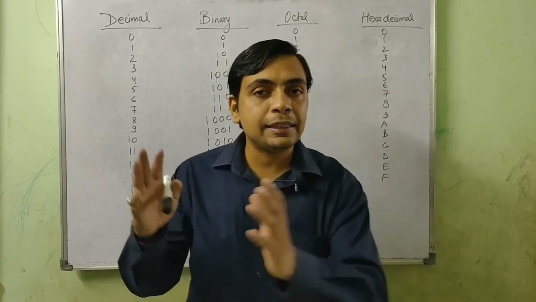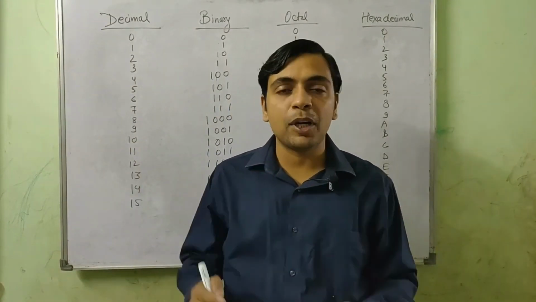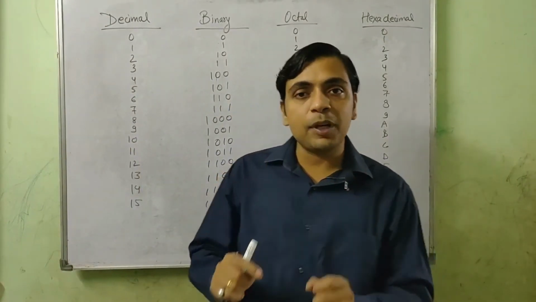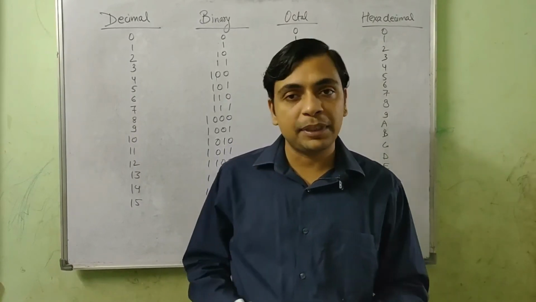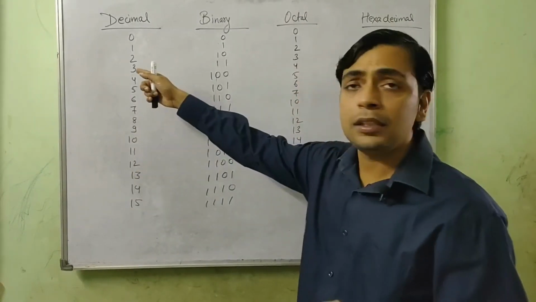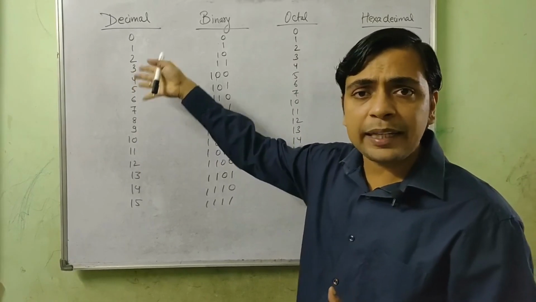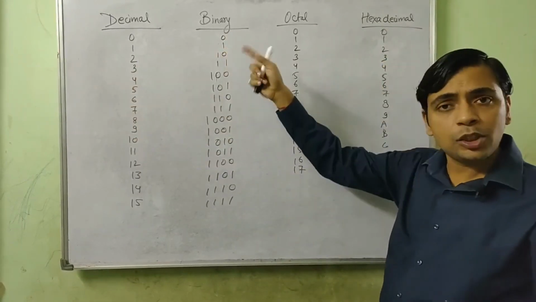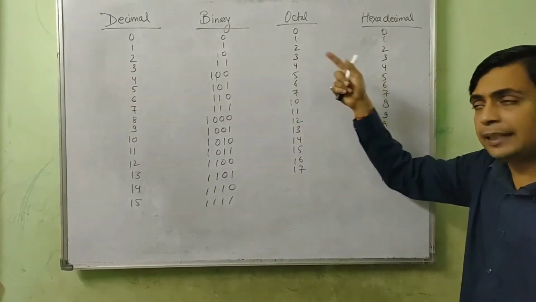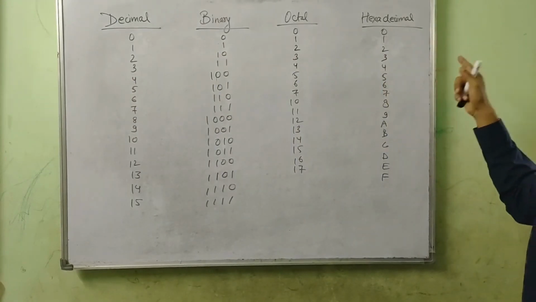I told you each number system has a fixed number of digits. That fixed number of digits is the base of that number system. So can you tell me the base of decimal? Base of decimal is 10 because there are 10 digits. Base of binary is 2. Base of octal is 8. Base of hexadecimal is 16.